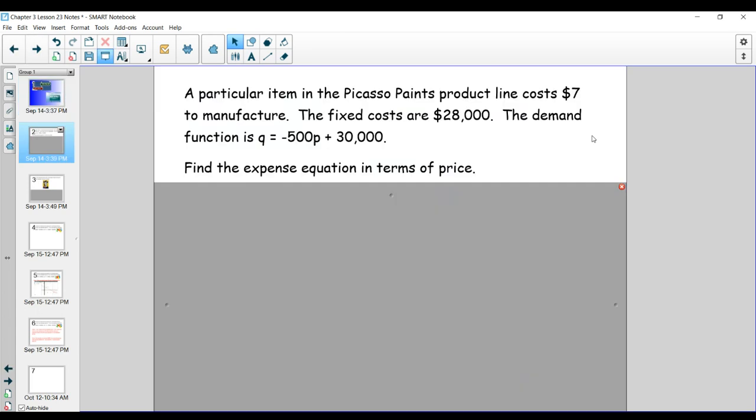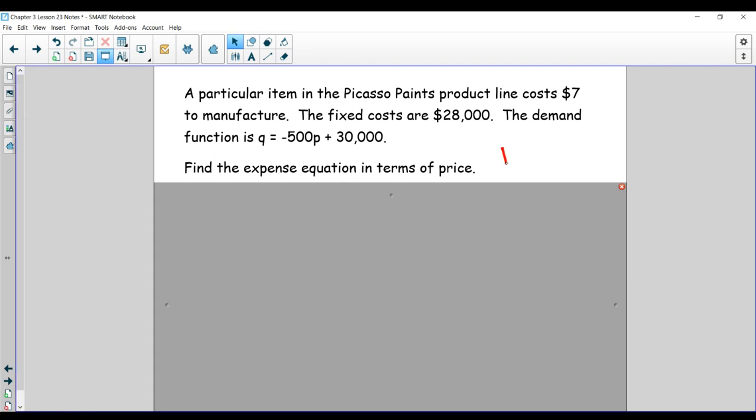So let's start off with a particular item in the Picasso Paints product line that costs $7 to manufacture, and the fixed costs are $28,000. The demand function is given. Find the expense equation in terms of price. So I want at the end expense to equal something that's got the variable P in it.